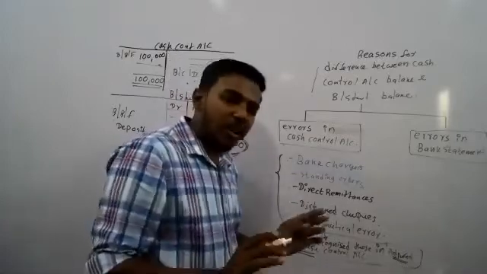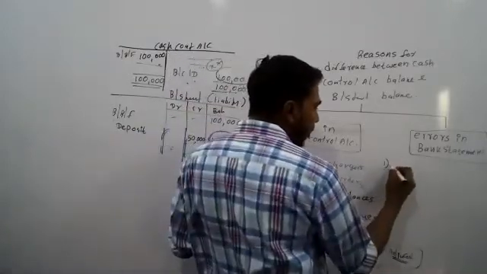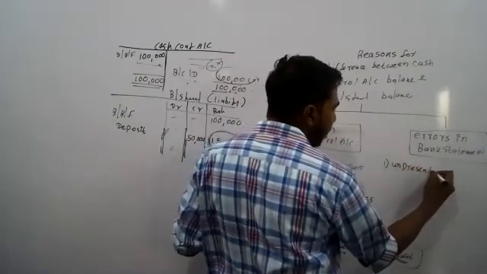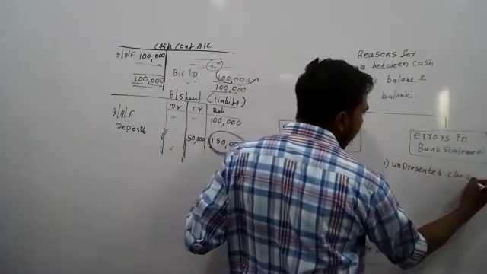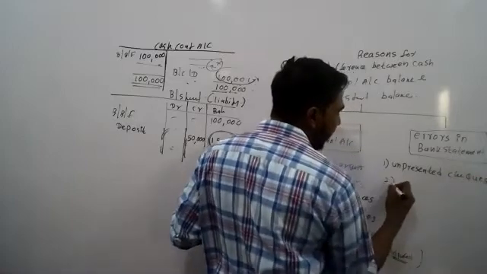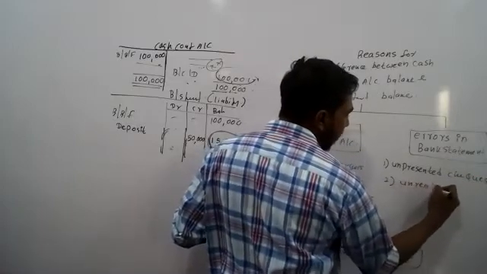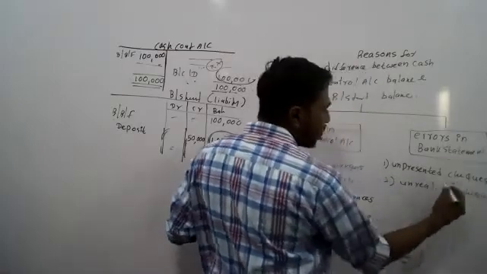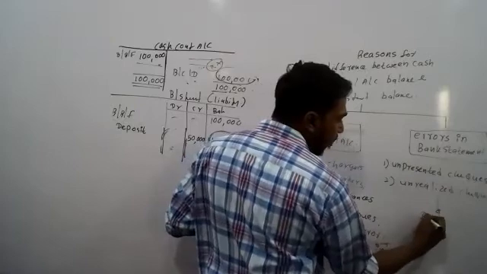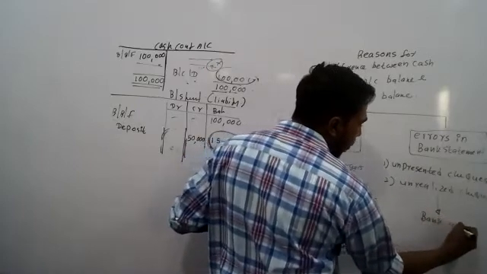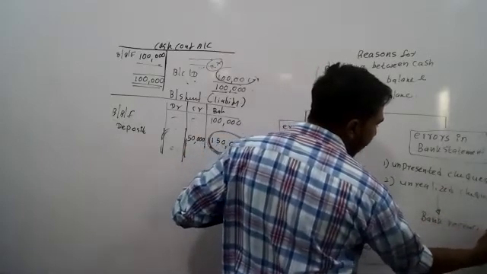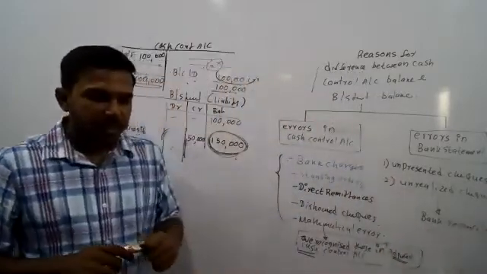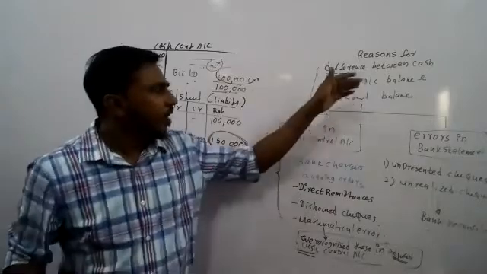Then the bank statement also has mainly two errors. One is unpresented checks. The other one is unrealized checks. So where should these bank statement errors go? They should go to the bank reconciliation. I will tell you what these are. So this is the conclusion.